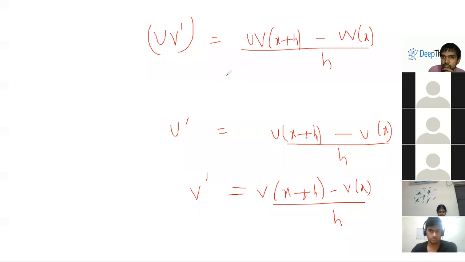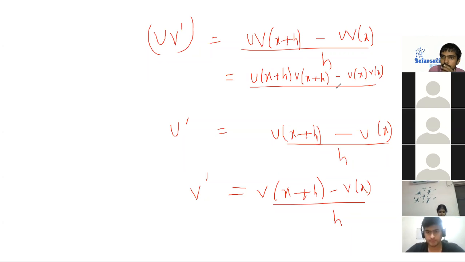Now, uv dash is u of x plus h into v of x plus h minus u of x, v of x, right, by the definition, divided by h.